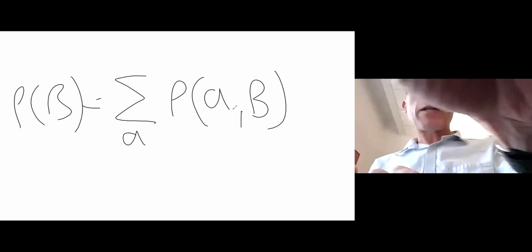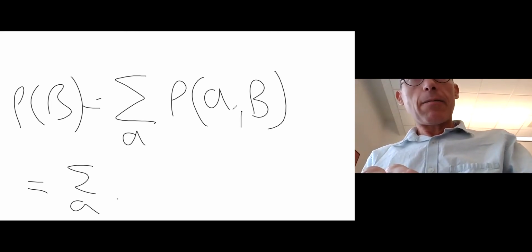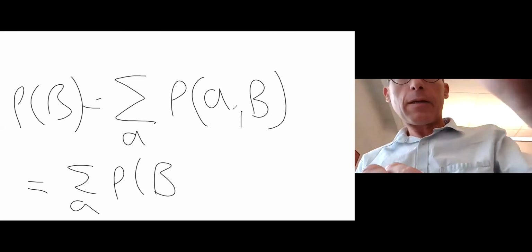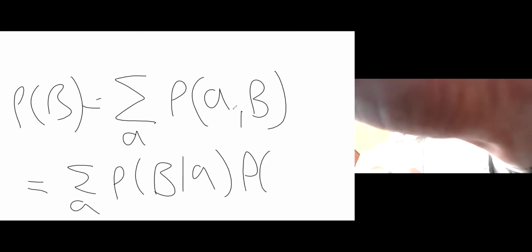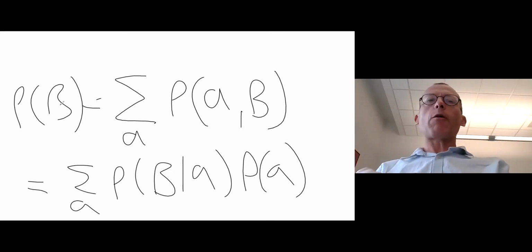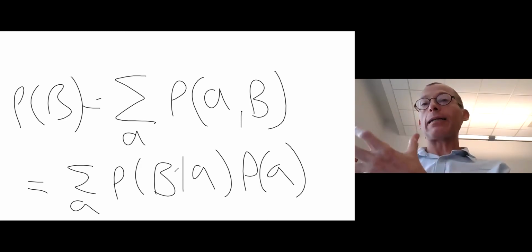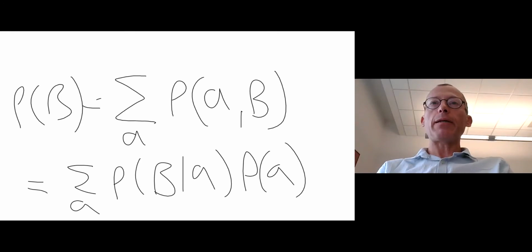And if that's the case, we know then this equals, right, sum over A, P of B given A. Right, this is just the chain rule. Right, P of A and B is P of B given A times P of A. So this is a way to move from the marginal probability over B to a conditional probability and the marginal over A, which may be easier to compute. So this is what I did here.